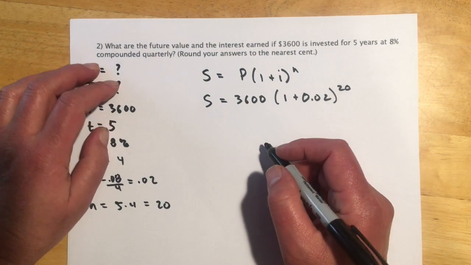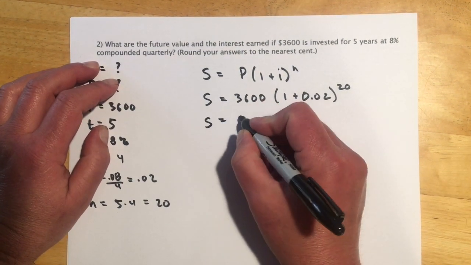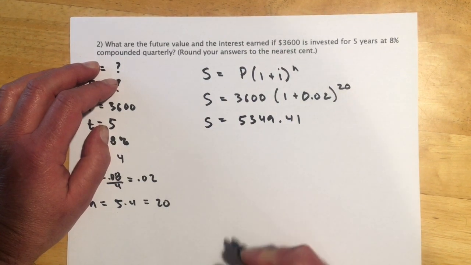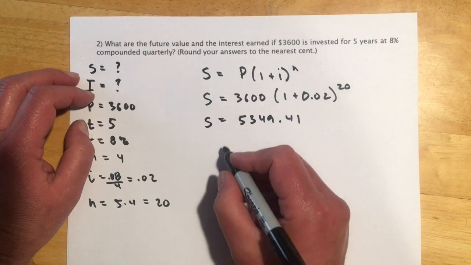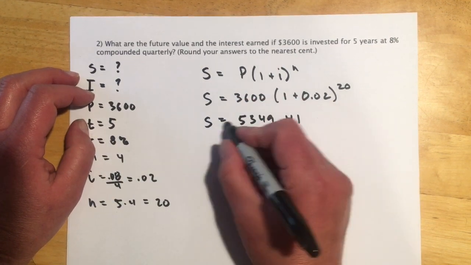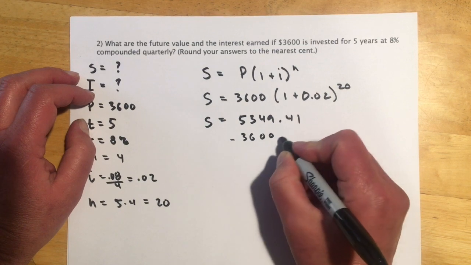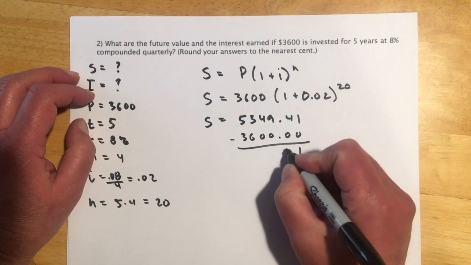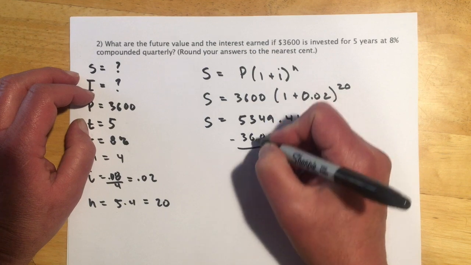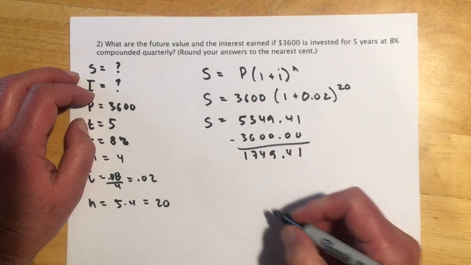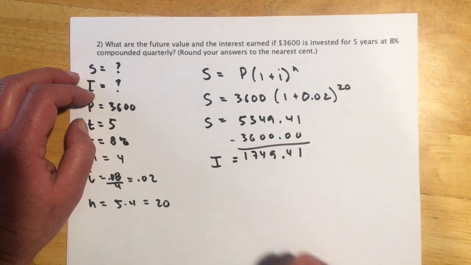And then throw all that into a calculator, and I get S to be $5,349.41. And then this one also asks for I. So for that, we just have to take our future value, subtract our principal, and then we'll get the difference on that would be how much interest was earned. So that would be I.